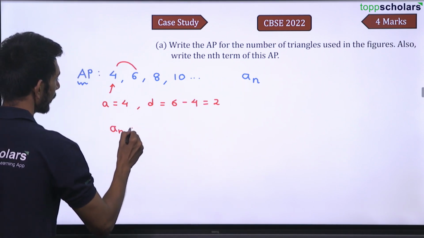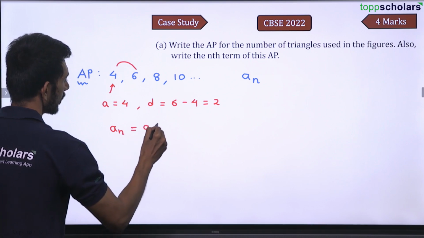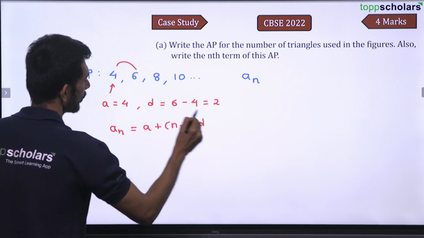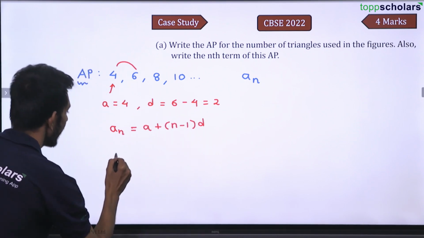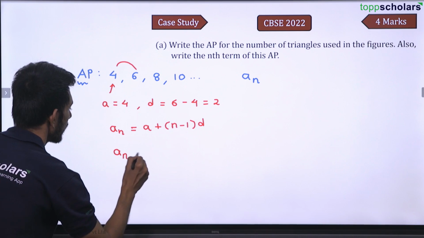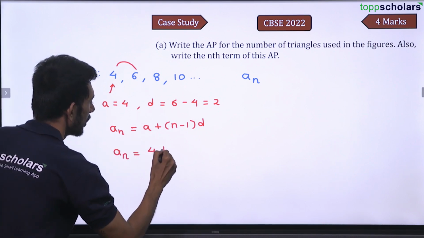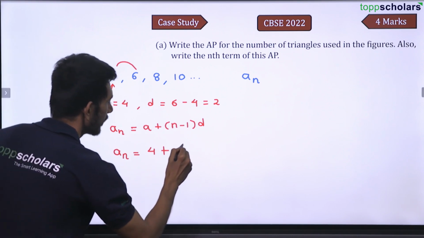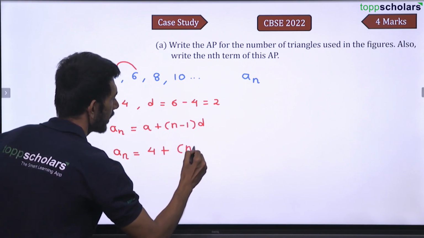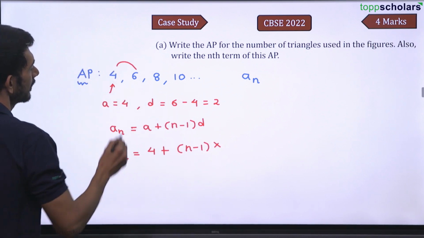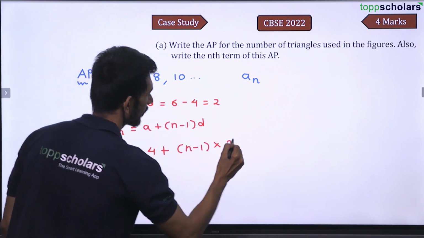So how do we find out an? We know that an is equal to A plus n minus 1 into D. So here we can say that the nth term an is equal to A. A is how much? 4 plus n minus 1, right? N minus 1 into how much is D? The common difference D is 2.